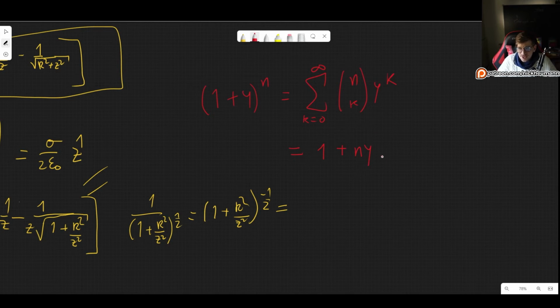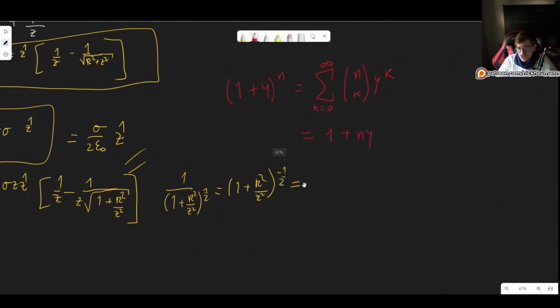Now, we could continue going, but the next term is already y squared, and y represents r squared over z squared. So y squared would be r to the 4th power over z to the 4th power. And we are already saying that r is much, much smaller than z. So if r over z is already small and r squared over z squared is already very small, this is just so ridiculously small that we shouldn't even bother considering it.